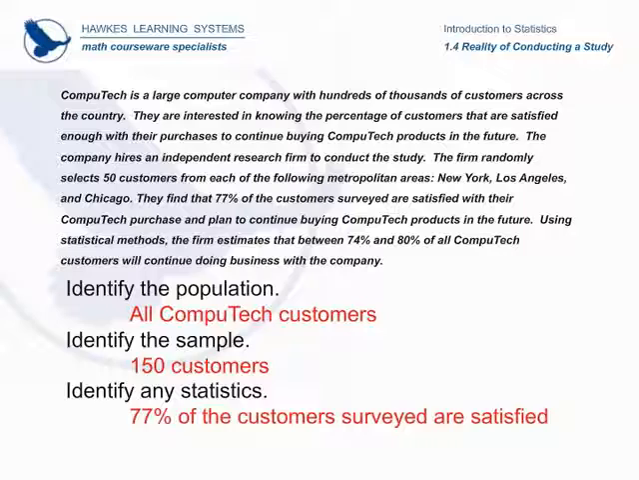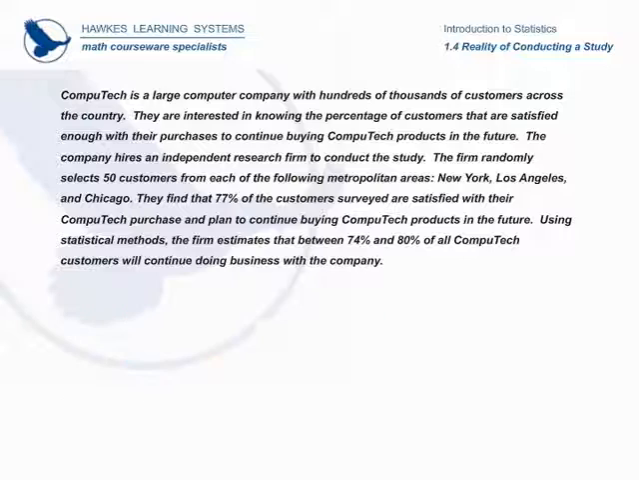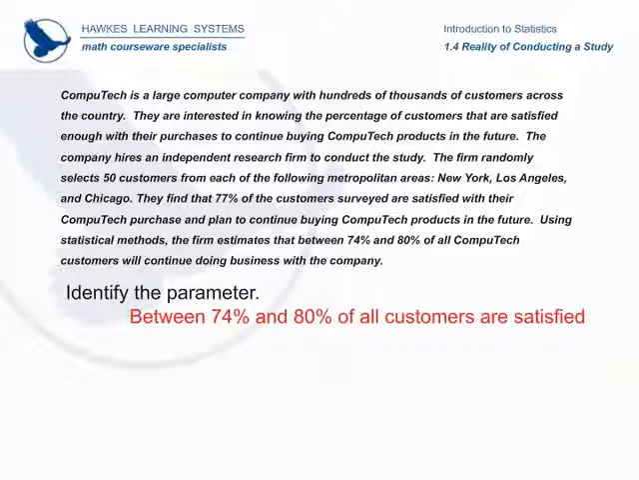You will use this same technique when you do your article analysis within this statistics class. You'll read through an article, and you'll identify the population, the sample, and some of the key pieces of information. Let's take a look at this same Computech scenario and pull out a few more pieces of interesting information. Identify the parameter, and we associate parameter with population. Between 74% and 80% of all customers are satisfied.